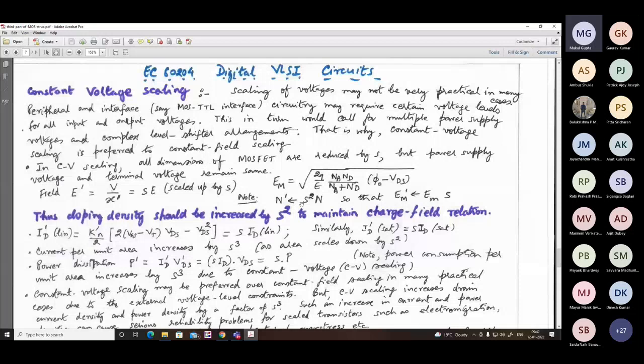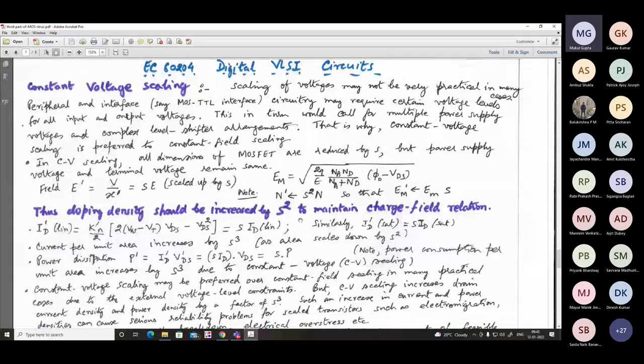So suppose 1.4 is there, 1.4 square is 1.96. So the cost of fabrication will be slightly increased if you go for constant voltage scaling, because more doping you have to carry out, right? So here you see that E prime will become S into E. So unless this is increased by S square, you cannot achieve this, because within the square root it should be S square. So only if Na increases by S square and Nd increases, so S to the power 4 by S square, then this becomes S square, because voltages will not be tampered with. Voltages will remain the same. Thus, the doping density should be increased by S square to maintain the charge field relation.